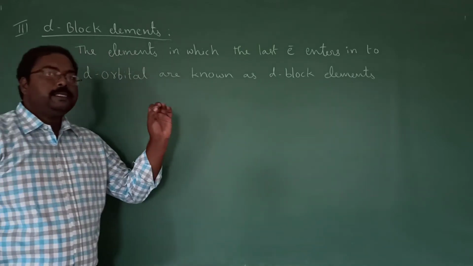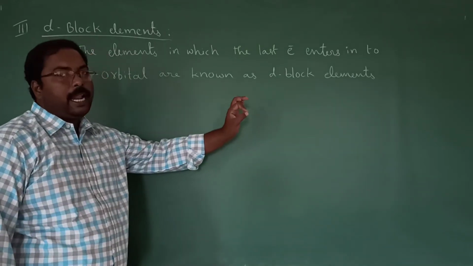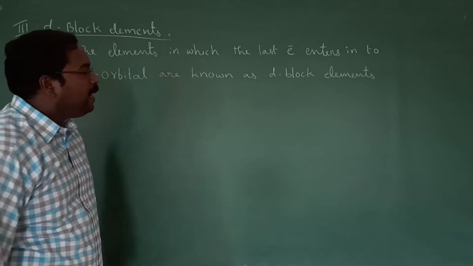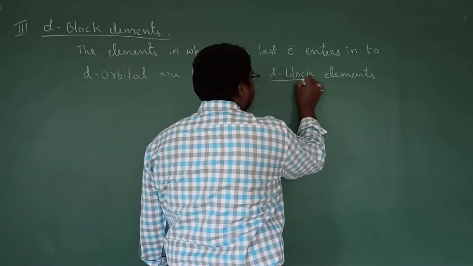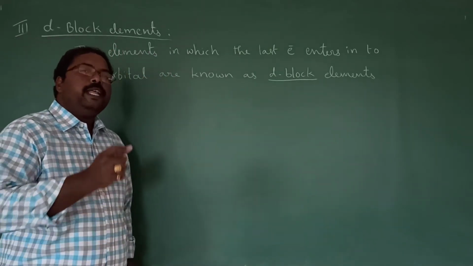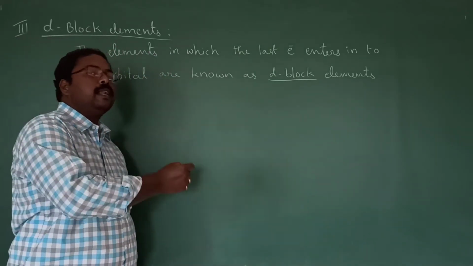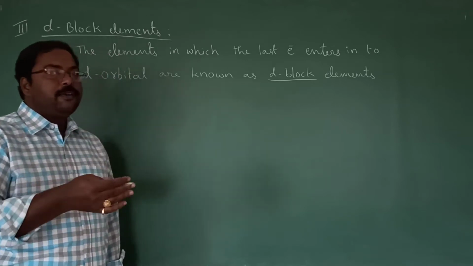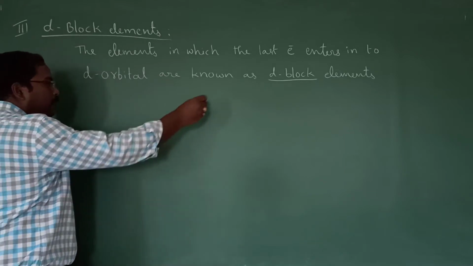The elements in which the differentiating electron enters into the d orbital are known as d block elements. Now my question is, how many groups will come under d block elements? Means how many types of elements? Groups are equal to what?